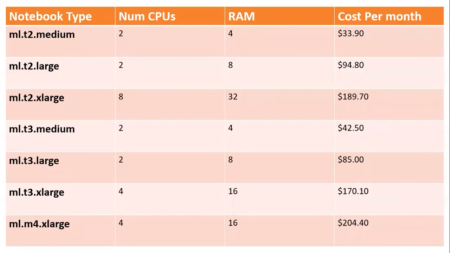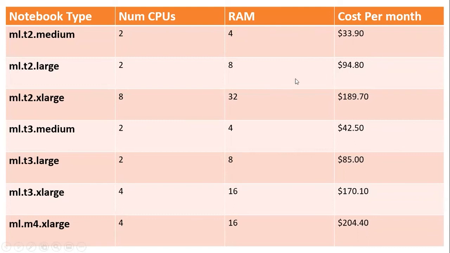As you can see here in this table, I have listed some of the instance types. Like we have ml.t2.medium. This is a notebook type. When we activate this, it operates on 2 CPUs and it has 4 GB RAM. The cost per month that you incur is $32.9. You have another notebook type, which is called ml.t2.large. It comes with 2 CPUs and 8 GB RAM. The cost is obviously higher.